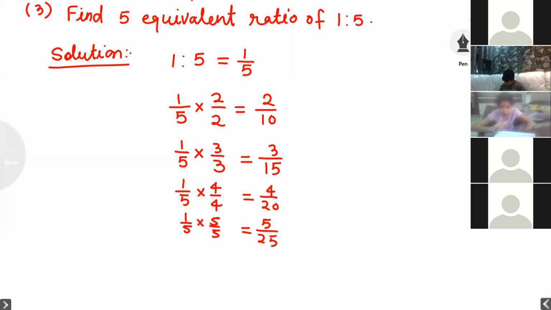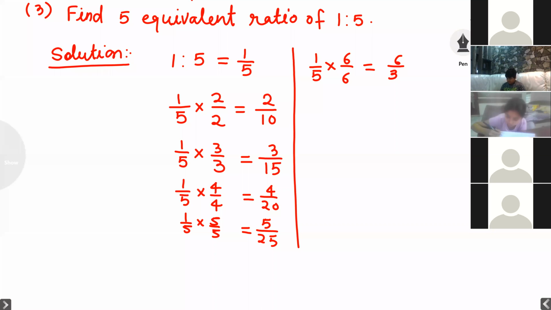Don't say, sir, can we simplify again? No. That is only an equivalent ratio, meaning the same number we multiply and divide. Again, 1 by 5, 6 into numerator and 6 into denominator. 6 ones are 6, 6 fives are 30. Now we are observing, students, here what?